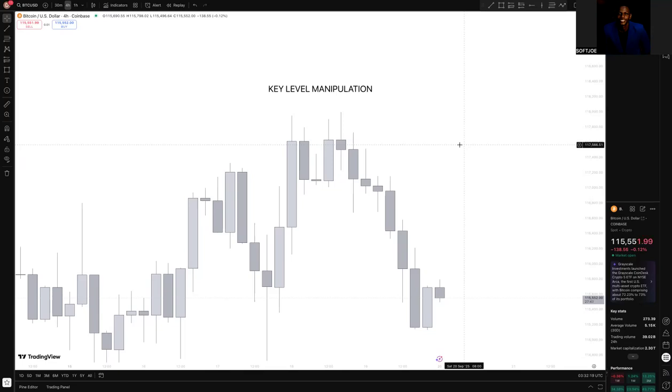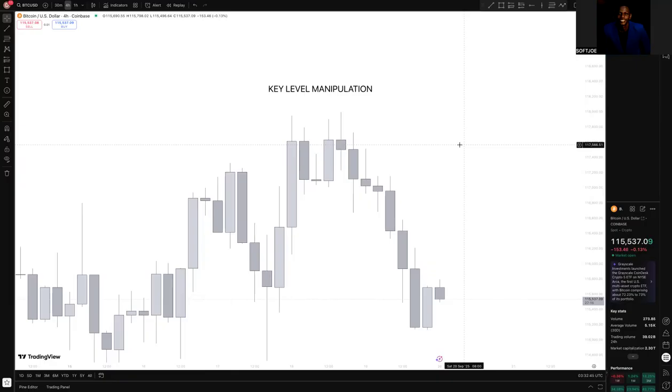One vital thing: when you see a key level being manipulated, what does it mean? It means price is wanting to grab liquidity. I know you have heard about liquidity, pay attention to it. Price is wanting to grab liquidity.